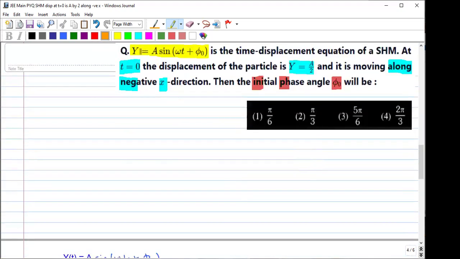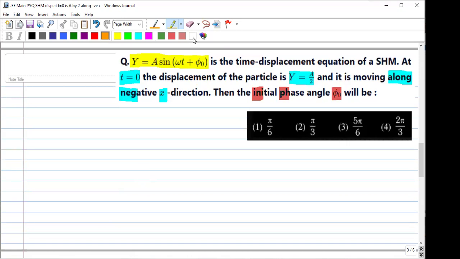This is the question. y equal to a sin(omega t plus phi naught) is the time displacement equation of an SHM. At t equal to 0, the displacement of the particle is y equal to a by 2, and it's moving along the negative x direction. Then the initial phase angle phi naught will be? So this is an SHM. As a function of time, it will vary as a sine. But at time t equal to 0, depending on the value of phi naught, you will have some value.